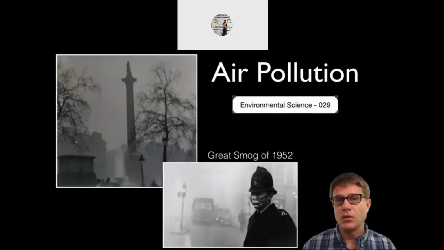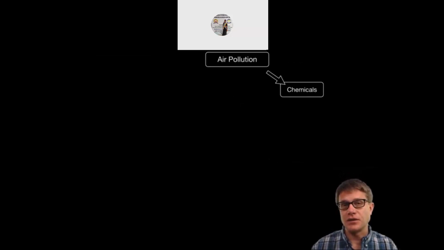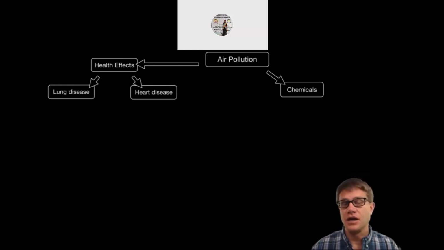And so what is air pollution? It's not only chemicals in the atmosphere, but chemicals that have bad health effects. And since we're breathing it in, it's going to affect our lungs, our heart, and can lead to increased cancer risks. Where are these chemicals coming from? Well, they can be produced naturally.